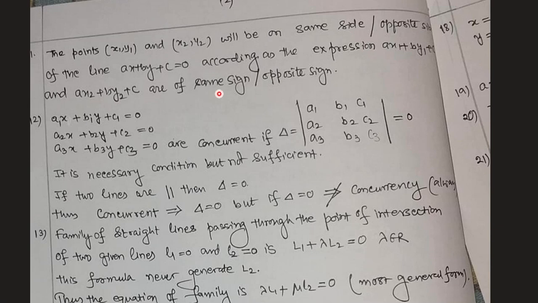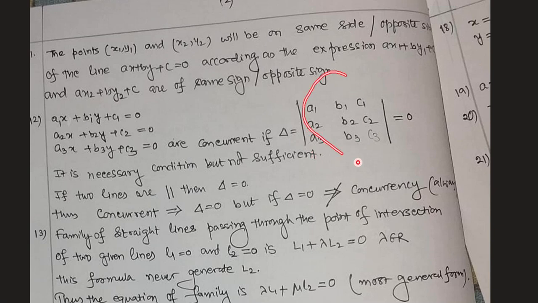Three lines will be concurrent. What is the meaning of concurrent? If three lines pass through the same point, then the lines are known as concurrent lines. So three lines will be concurrent only if the corresponding determinant is 0, and this is the necessary condition but not the sufficient condition. What is the meaning of it not being the sufficient condition?